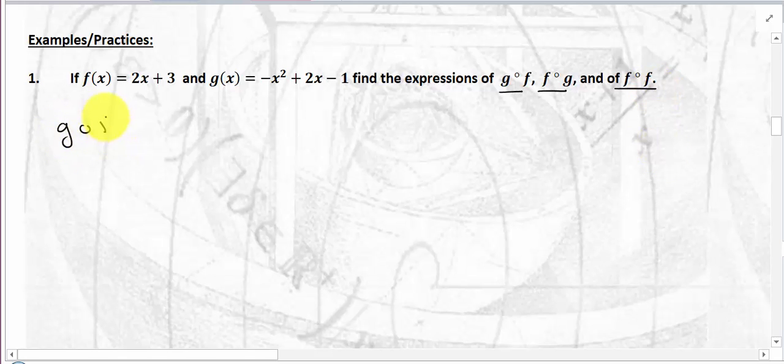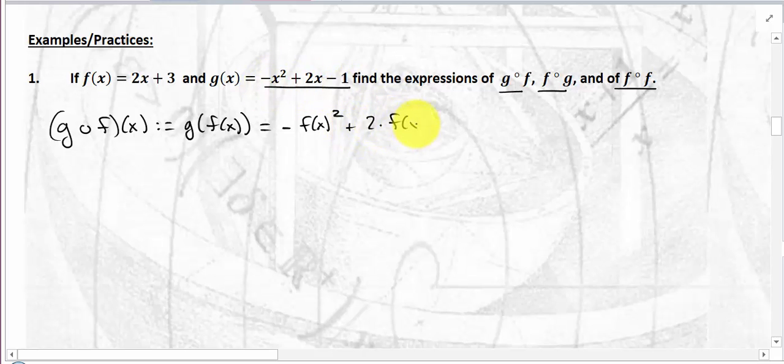What is the expression of g of f at x? Well, by definition, this is just g of f of x right here. So instead of the input x, I have the input f of x. So I have negative f of x squared, okay? I'm looking at this expression, plus 2 times f of x, and then minus 1. So what is this?